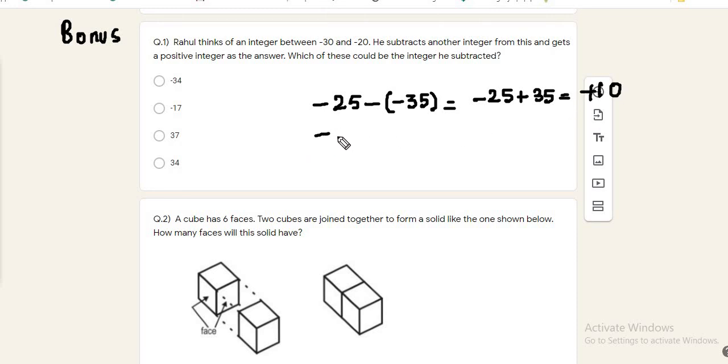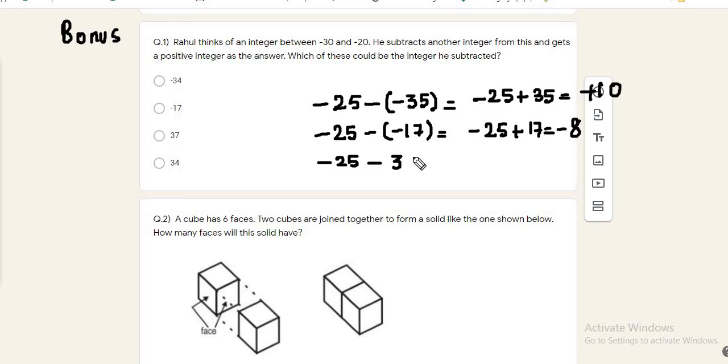If we subtract minus 17, the calculation is minus 25 plus 17. The answer is minus 8. If we subtract 37 from minus 25, the answer is minus 62. And if we subtract 34 from minus 25, the answer is minus 59. So the only positive answer is in option A. So A is the correct option.